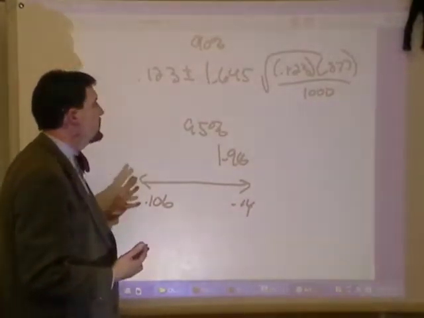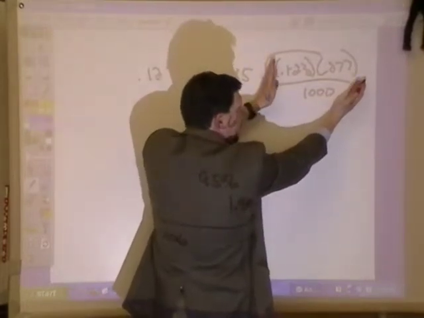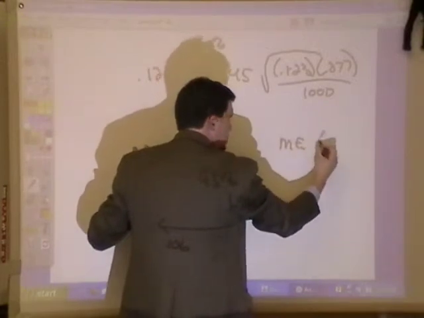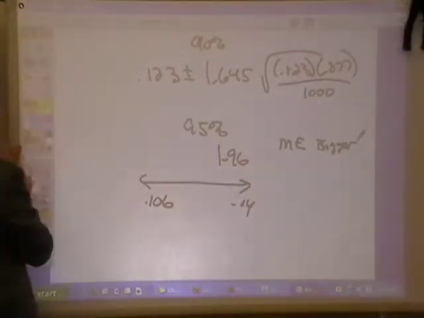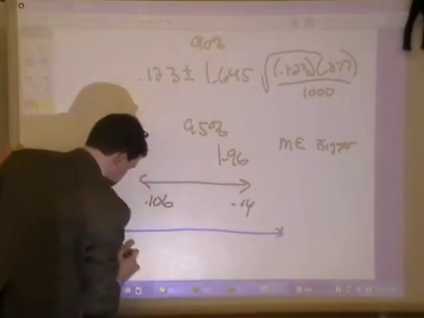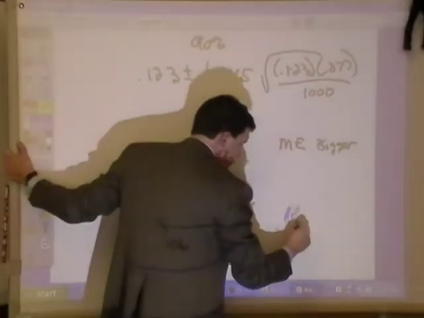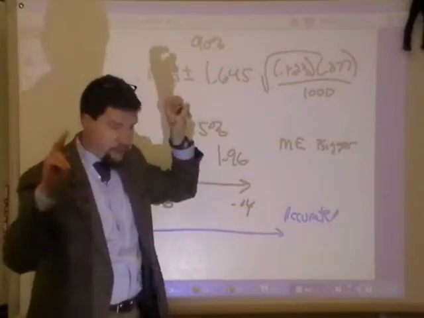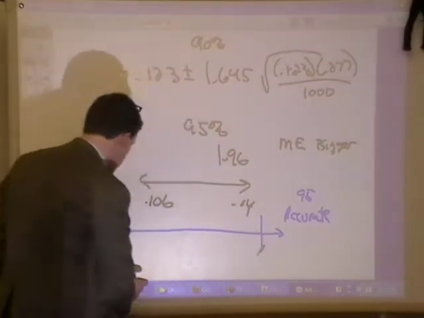And the answer is, it's going to get bigger, because this margin of error, this value here, I'm taking this exact same thing, multiplying it by a larger number, so the margin of error is going to be bigger. If the margin of error is bigger, what that means is that my confidence interval is going to be bigger. So, in a manner of speaking, I'm going to be more accurate, because I went from 90% confident to 95% confident, and I've increased that range.